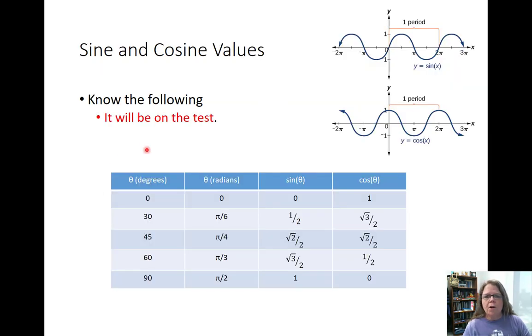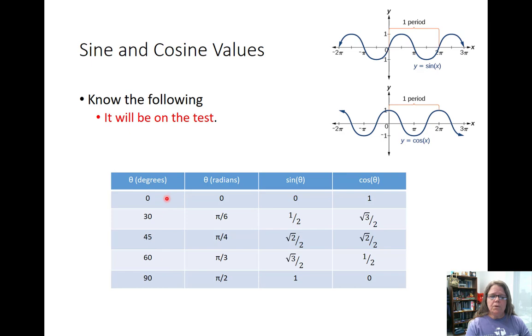Now we encounter some common angles, and I want you to learn these, and I want you to be able to tell me the sine and cosine of each of those. Sometimes the picture is helpful, so that you can remember sine of 0 is 0, right, if you can remember this picture. And really, if you can remember just one of these, you can recreate the rest of them. But this is for 0 degrees, 30 degrees, 45, 60, and 90.